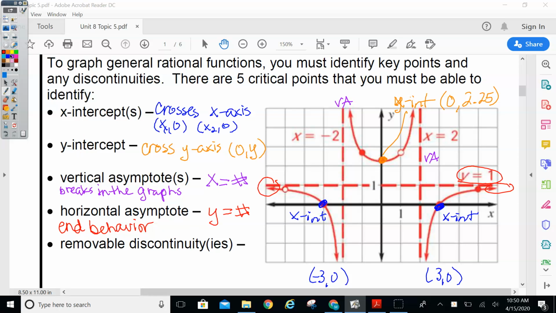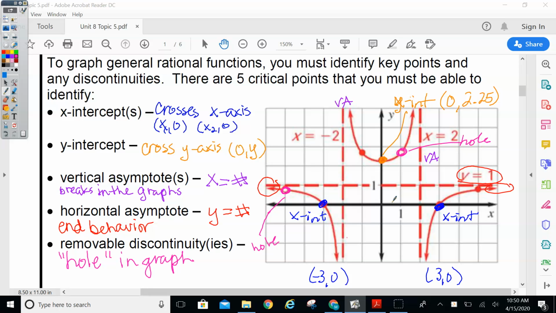Alright, and then this is the new one. So a removable discontinuity is basically just a hole in the graph. So notice here you have an open circle. So that's a hole in the graph. So here I say hole. I don't say removable discontinuity. That's too long to say. So here's one hole, and then over here is another one. An open circle in the graph is another hole.